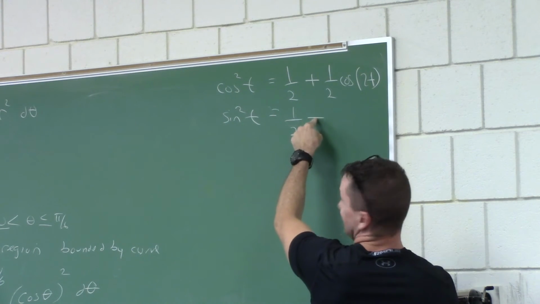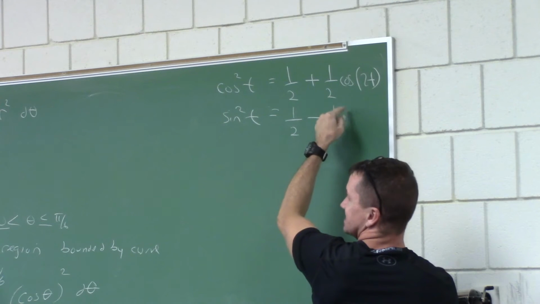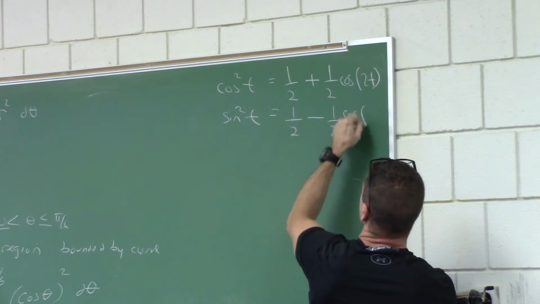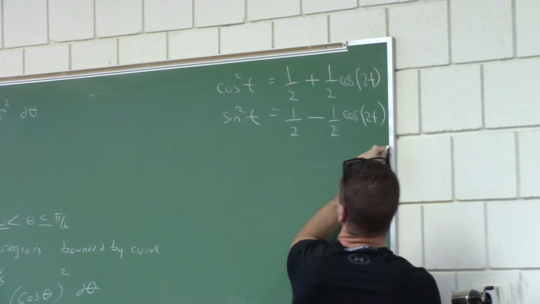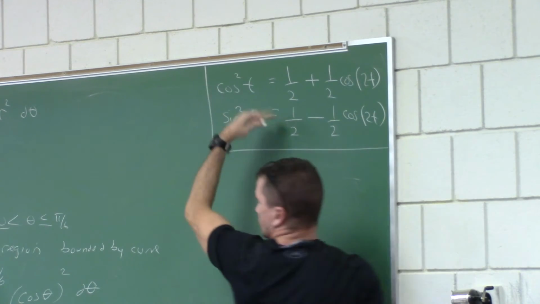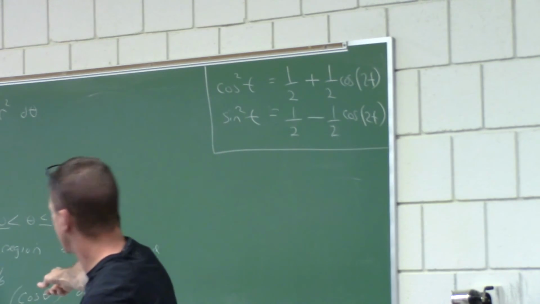1/2. Then this is a minus. This doesn't change the sign. It says what? There you go. Those are the power reducing identities. Well, we need them to do those integrals.